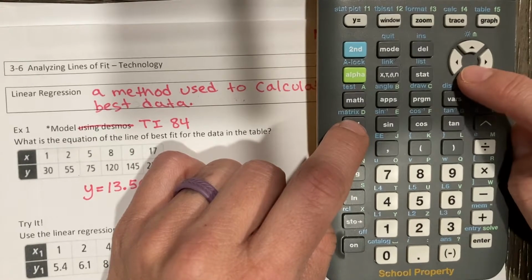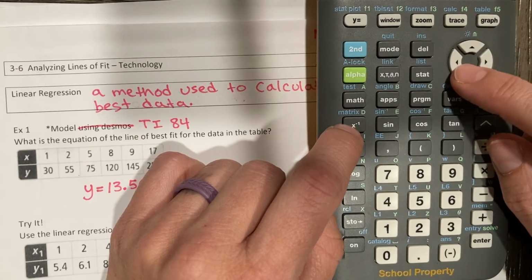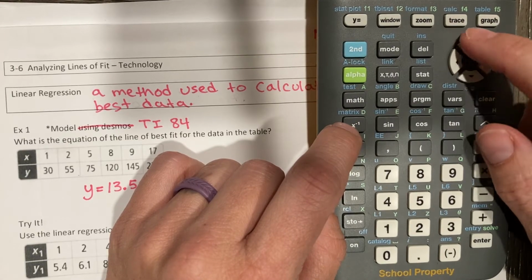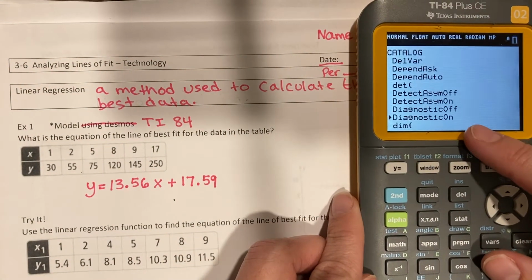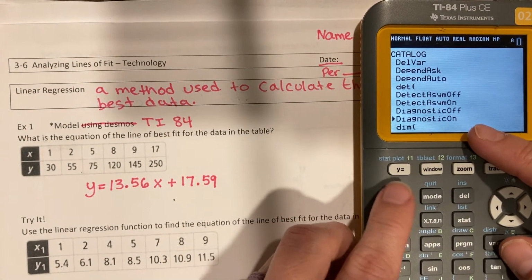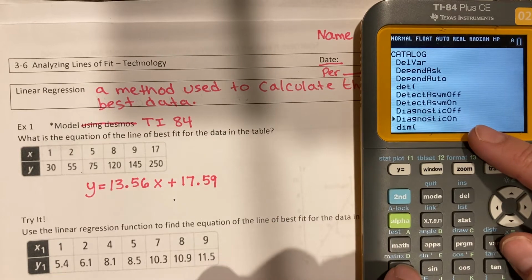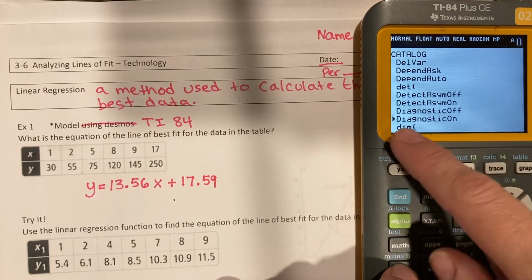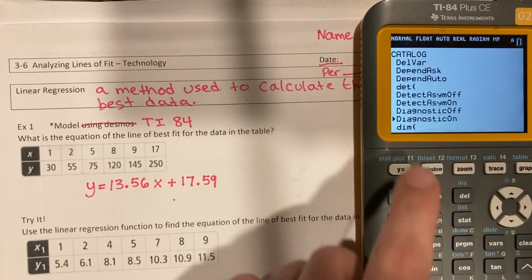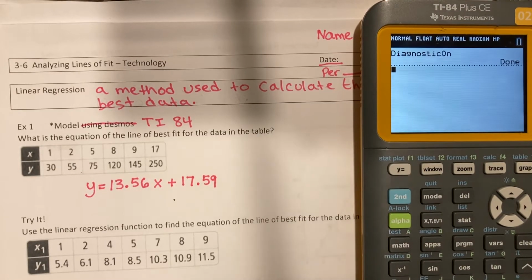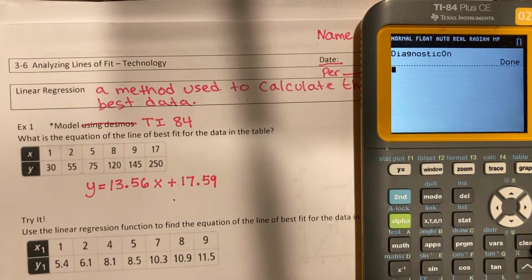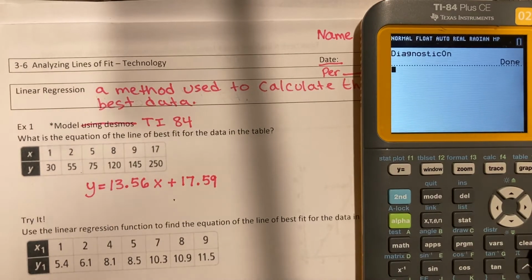What we are looking for is diagnostic on. So right here in our list, when I pushed the D's, it took me into the D's in my catalog. Diagnostic on, once you're arrowed on that, push enter, and then it brings it to your calculating screen, push enter again, and then it's done. And we just need to save it like that for our next problem.